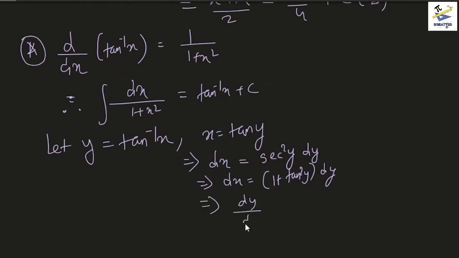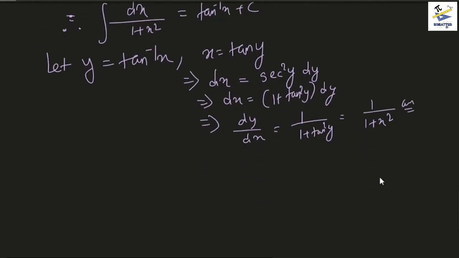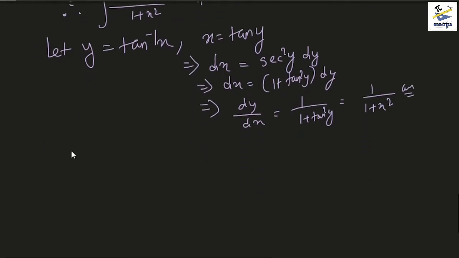and so dy by dx would be equal to 1 by 1 plus tan square y, but tan y is just x, so it is just 1 by 1 plus x square, right? So the derivative for tan inverse x, which is dy by dx, is 1 by 1 plus x square. Proving it, and all the other inverse functions can be proven in the same way, and corresponding to that we can find this integral.